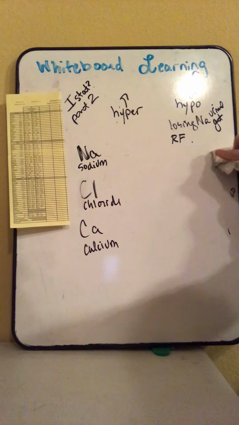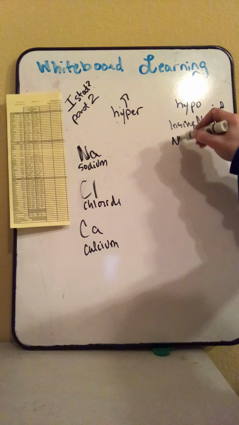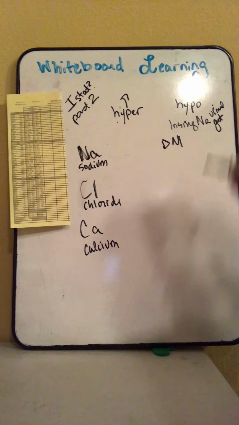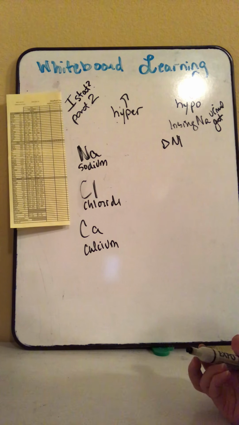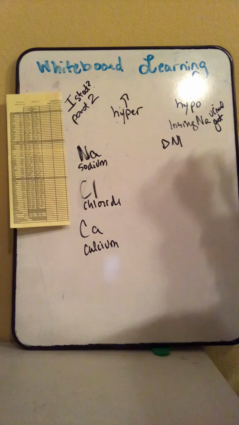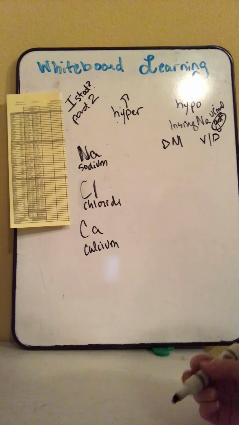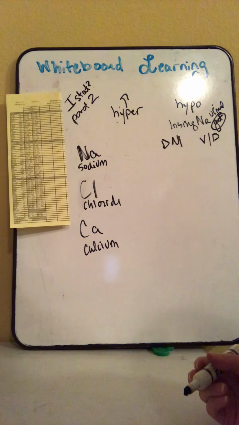Another way that you lose sodium is if you're diabetic. If you're diabetic, diabetes mellitus, then you will pee out more urine because you're peeing out sugar, and that draws out more sodium. Now, how about the gut? So that might be with vomiting and diarrhea, and that's probably a lot of the cases that we see. We're losing it that way.